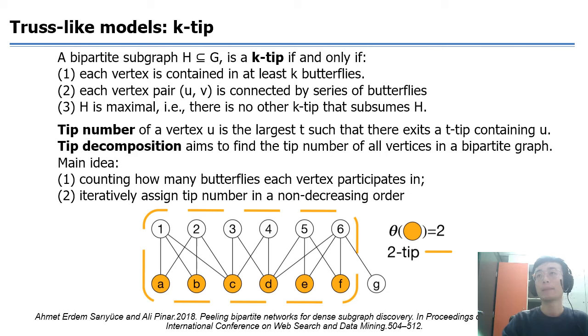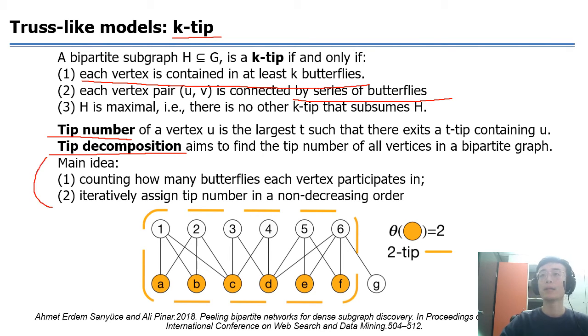Different from the k-bitruss model, the k-tip is proposed by imposing the butterfly constraint on each vertex. It requires each vertex to be contained in at least k butterflies. In addition, butterfly connectivity is required, where each vertex pair is connected by a series of butterflies. And also, the tip number of a vertex is the largest t such that there exists a t-tip containing the vertex. So tip decomposition also aims to find the tip number of all the vertices.